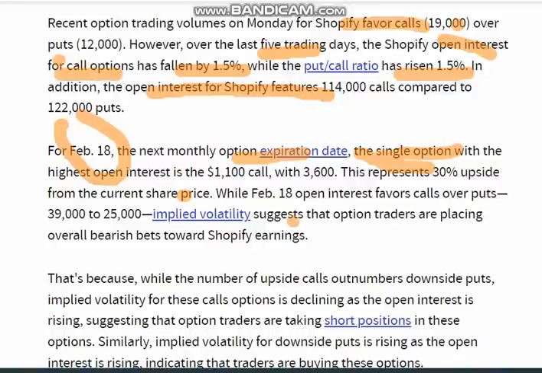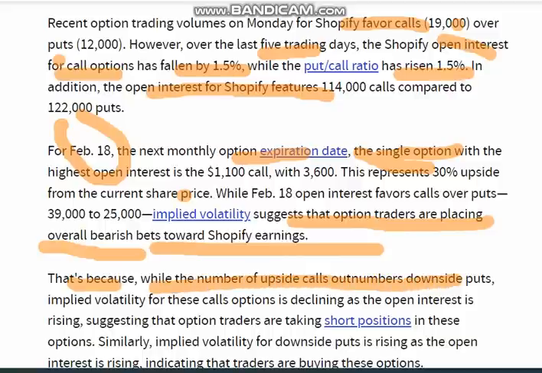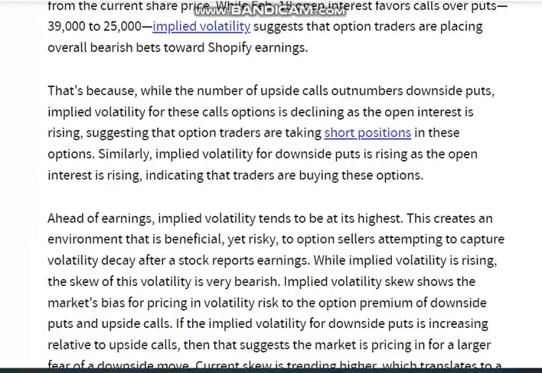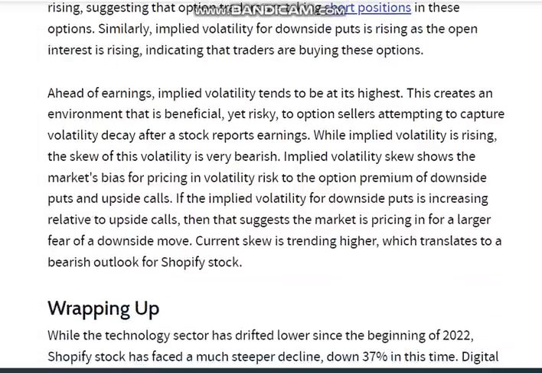Implied volatility suggests that the option traders are placing an overall bearish bet towards Shopify earnings. That's because while the number of upside calls outnumbers downside puts, implied volatility for these call options is declining as the open interest is rising, suggesting that the option traders are taking short positions in these options. Similarly, implied volatility for downside puts is rising as the open interest is rising, indicating that the traders are buying these options ahead of earnings.